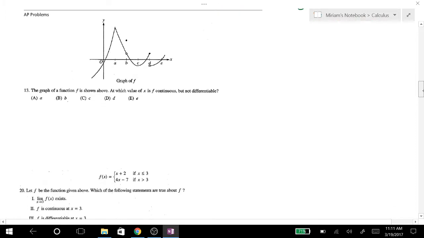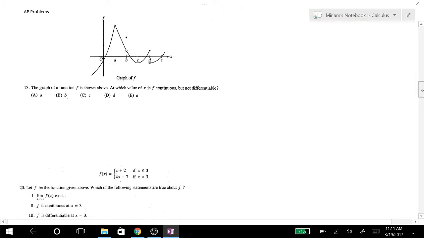Alright, so after this horizontal line, I put AP problems related to continuity. Okay, so this is a good place to pause the video and try some problems before you play it again and see some of my solutions.